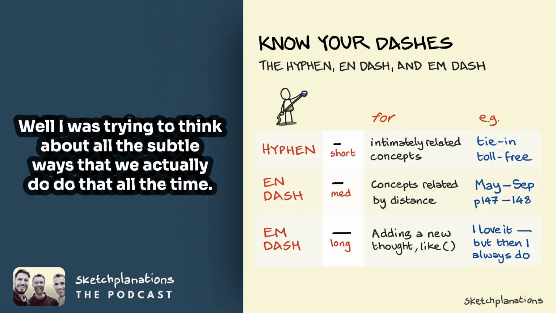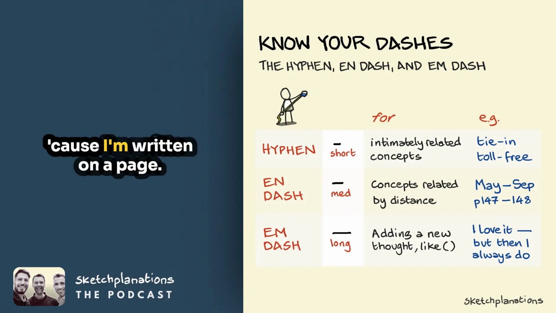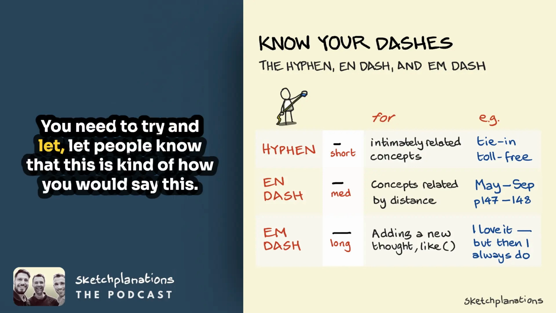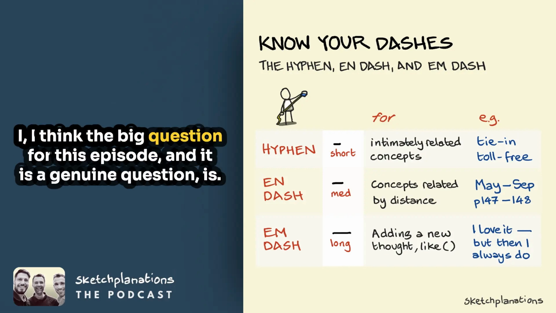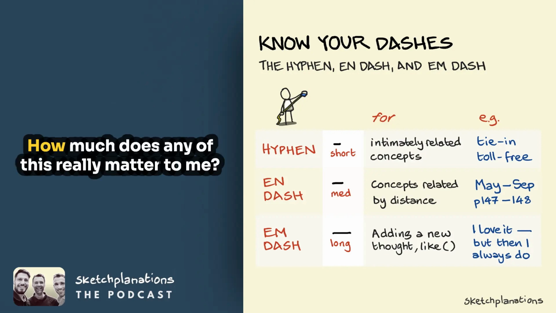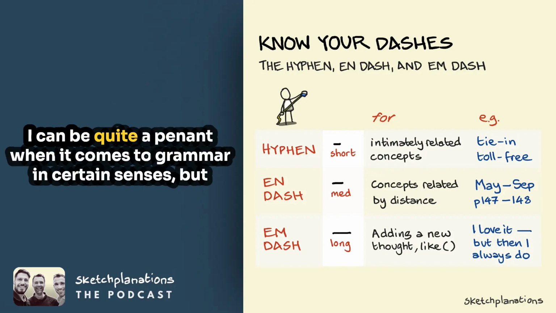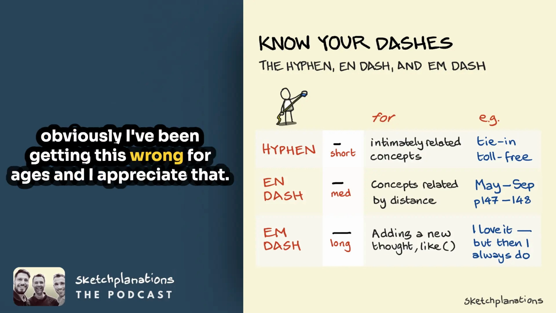Yeah. Well, I was trying to think about all the subtle ways that we actually do that all the time. Because it's written on a page, you need to try and let people know that this is kind of how you would say this. Yes. This belongs separately. And that's why these things exist. You're right. I think the big question for this episode, and it is a genuine question, is how much does any of this really matter? To me, I can be quite a pedant when it comes to grammar in certain senses, but obviously I've been getting this wrong for ages.